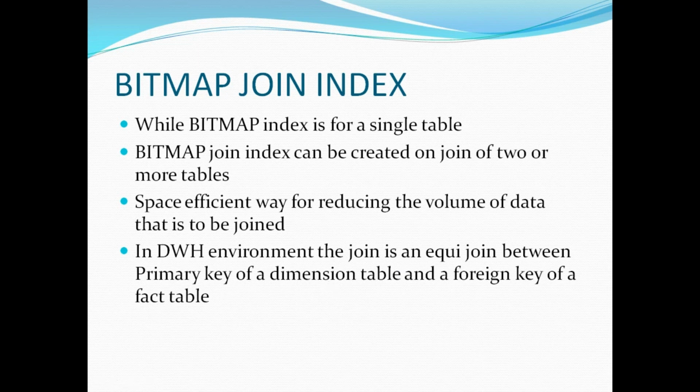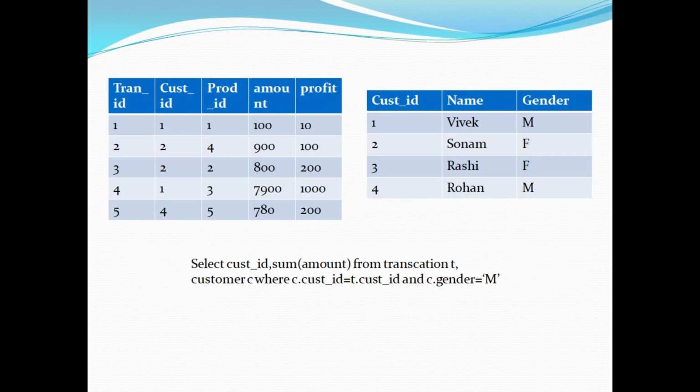So let's understand what exactly this means by this particular example. We have two tables: a transaction table and a customer table. Our transaction table has millions of rows, and we have quite a few rows in our customer table as well. The transaction table, which is my fact table here, has the primary key of the customer table, customer ID, but it does not have any other attribute.